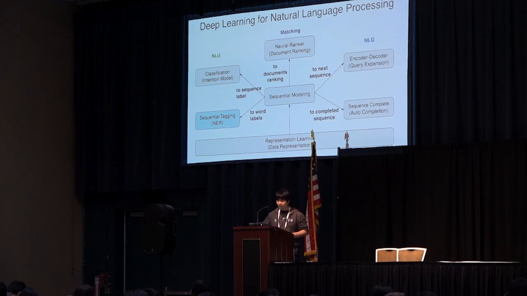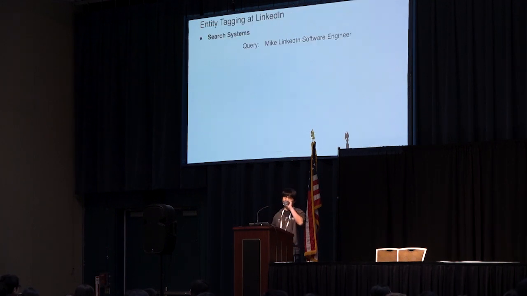Now to the second topic, sequential tagging, still under the natural language understanding category. Entity tagging or sequential tagging at LinkedIn is very helpful for both search and recommender systems. So I'm going to talk about them one by one.